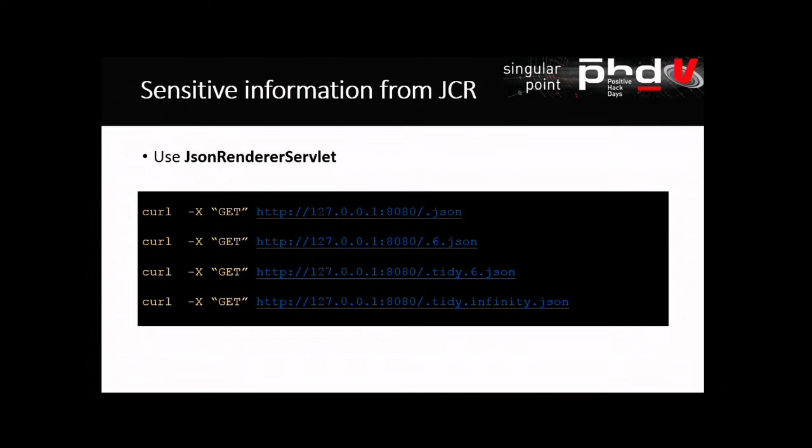Let's start with interesting information from the content repository. In Adobe Experience Manager, there's a bundle called JSON renderer servlet. That's the servlet of this bundle which we have seen in the demo. It allows us to get properties of an element from the content repository. The content repository is a tree, and each element of this tree has its own properties.